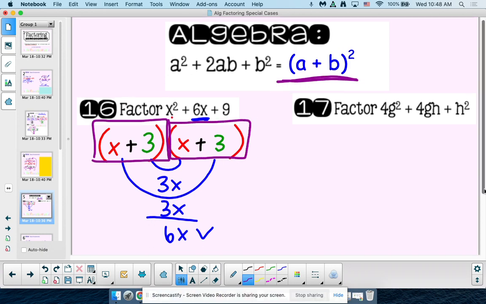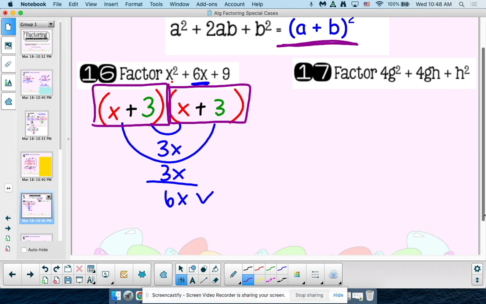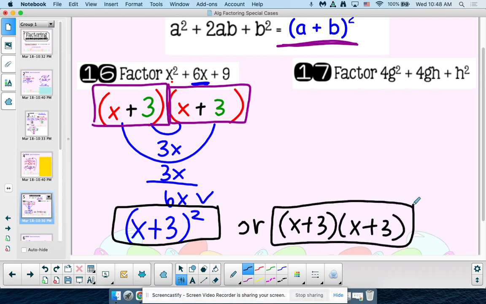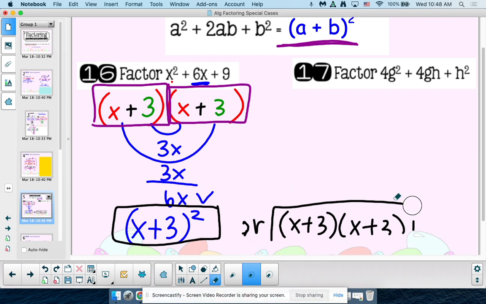So that's another way. So you can either write your answer like this if you want to be fancy, x plus 3 squared. That's an answer. You could write it like this. Or you could leave it as x plus 3 times x plus 3. Either of these are good answers. They mean the same thing, okay? So both of those are good answers for this question. Okay, I'm going to erase this so I can write over here.